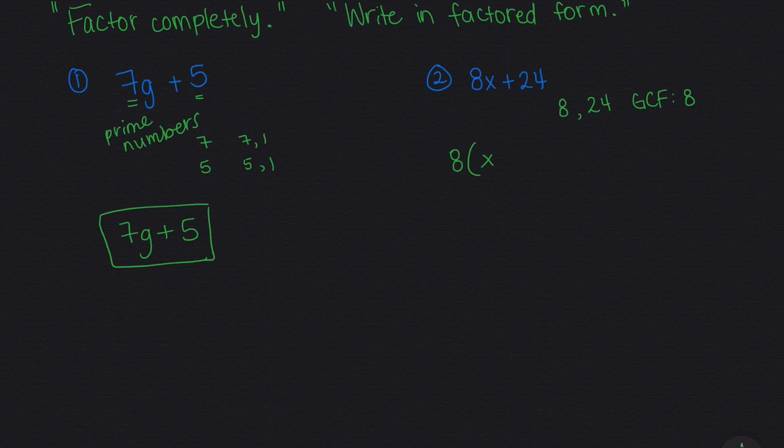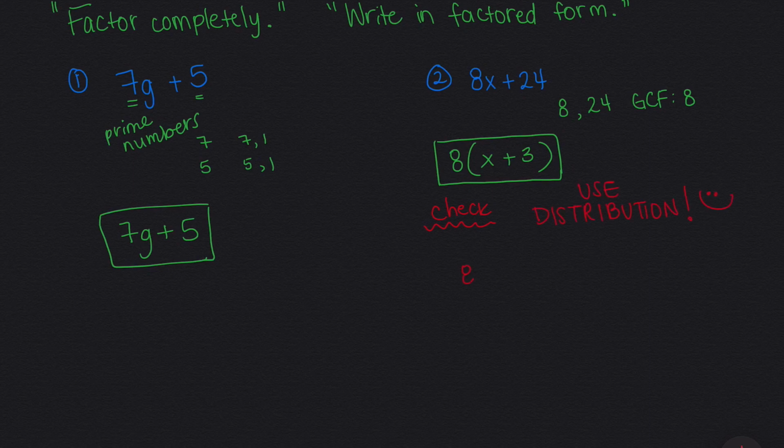Next, we ask ourselves, 8 times what is 24? 8 times 3 is 24, so we write down a plus 3. This would be our answer in factored form. Now, you might be curious to see whether this is even correct. How would you be able to check your work? You would do so by using the distributive property.